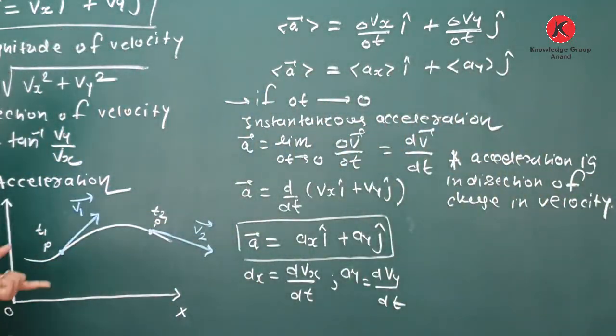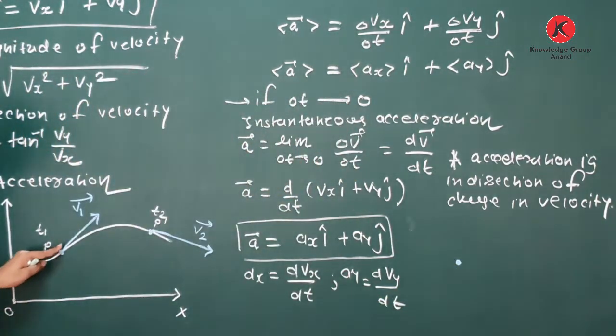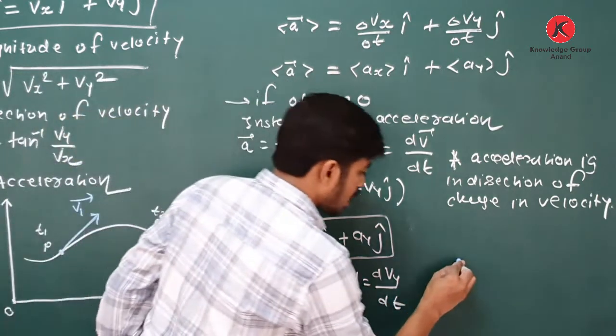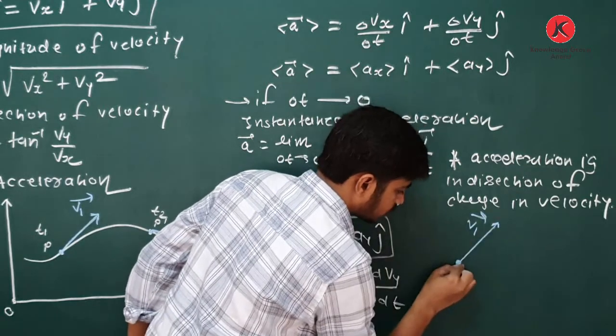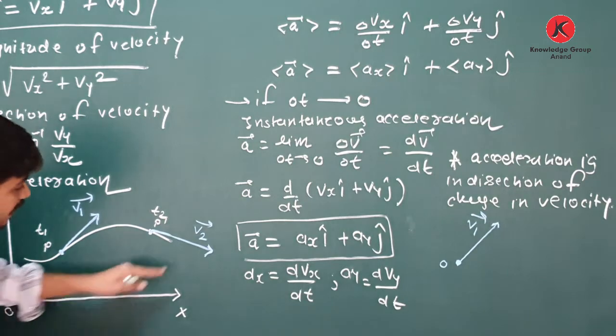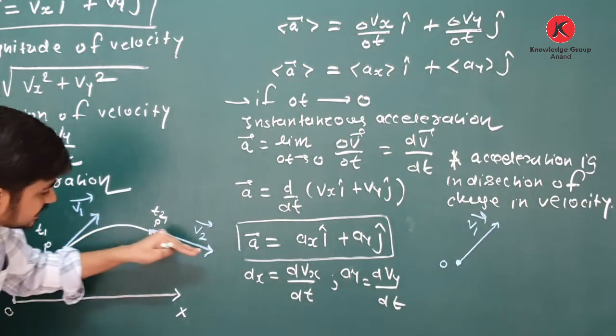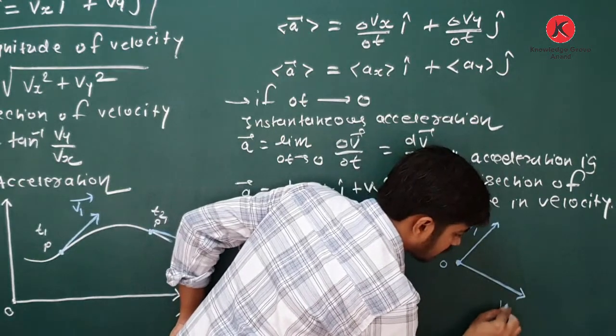Now in this case, what is the direction of change in velocity? See carefully what you have to do. First of all, take a point O. Initial velocity v1 is in this direction. From the same point, draw the final velocity v2. It is in this direction. So if you draw v2 in this direction, yes or no?